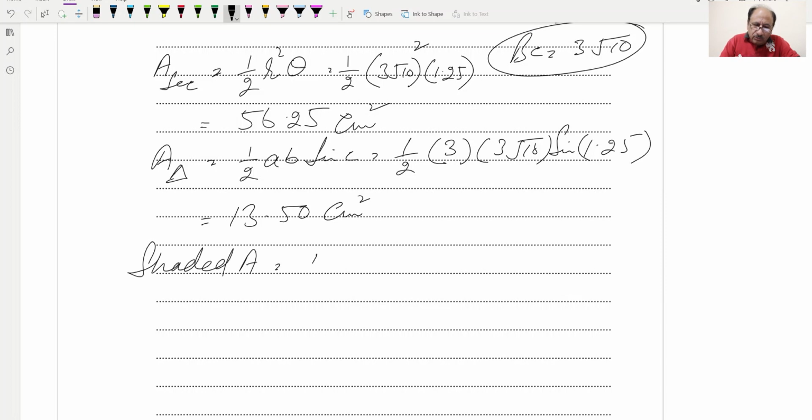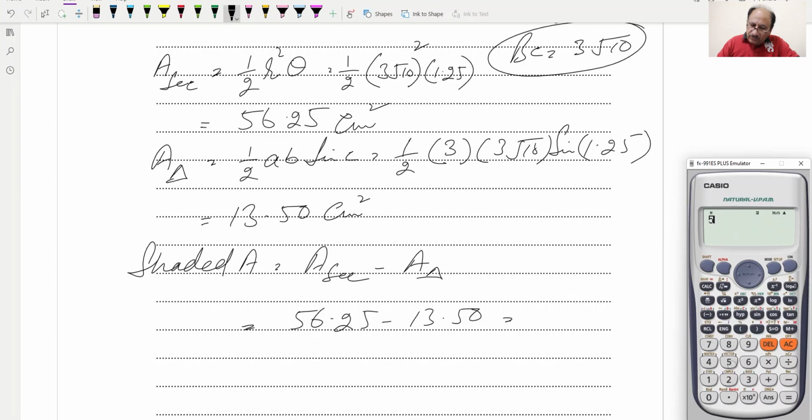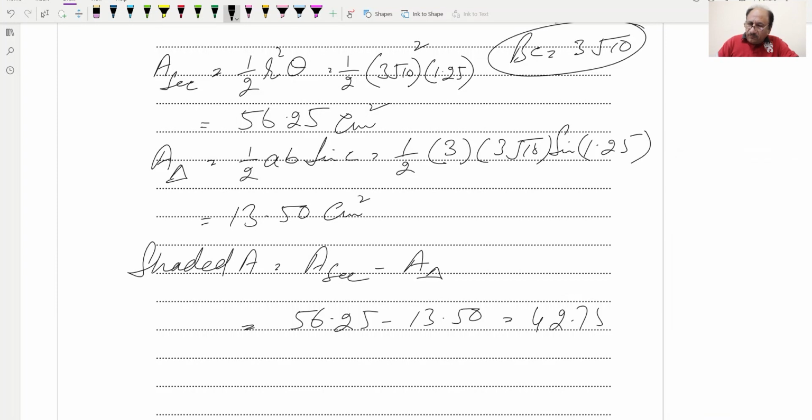Now the shaded area will be equal to the area of the sector minus the area of the triangle, and this will be equal to 56.25 minus 13.50, and the answer is equal to 42.75.